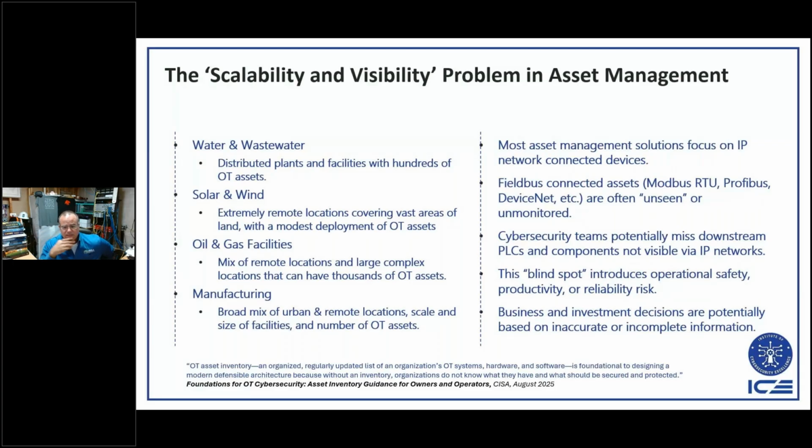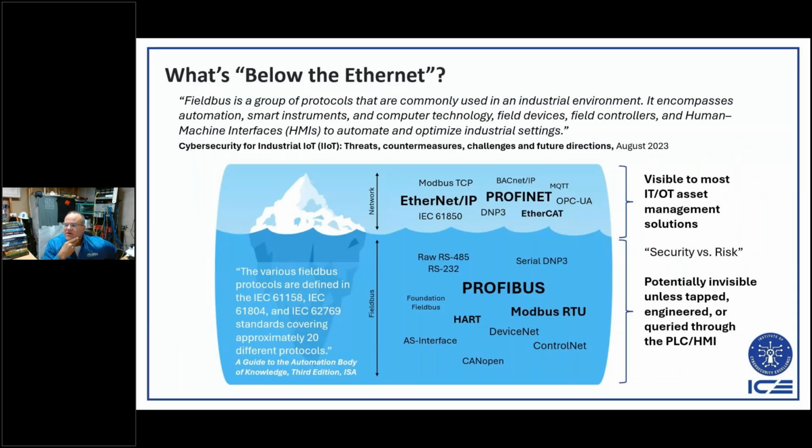Now, let's chat about what's below the Ethernet. The field bus is a group of protocols commonly used in an industrial environment to encompass automation, smart instruments, field, human interfaces, et cetera. This was in 2023, and still holds true today. With our proverbial iceberg, above the waterline we're seeing what is visible to most OT asset management solutions. Below that, we've got what is potentially invisible unless tapped, engineered, or queried through a PLC and an HMI.